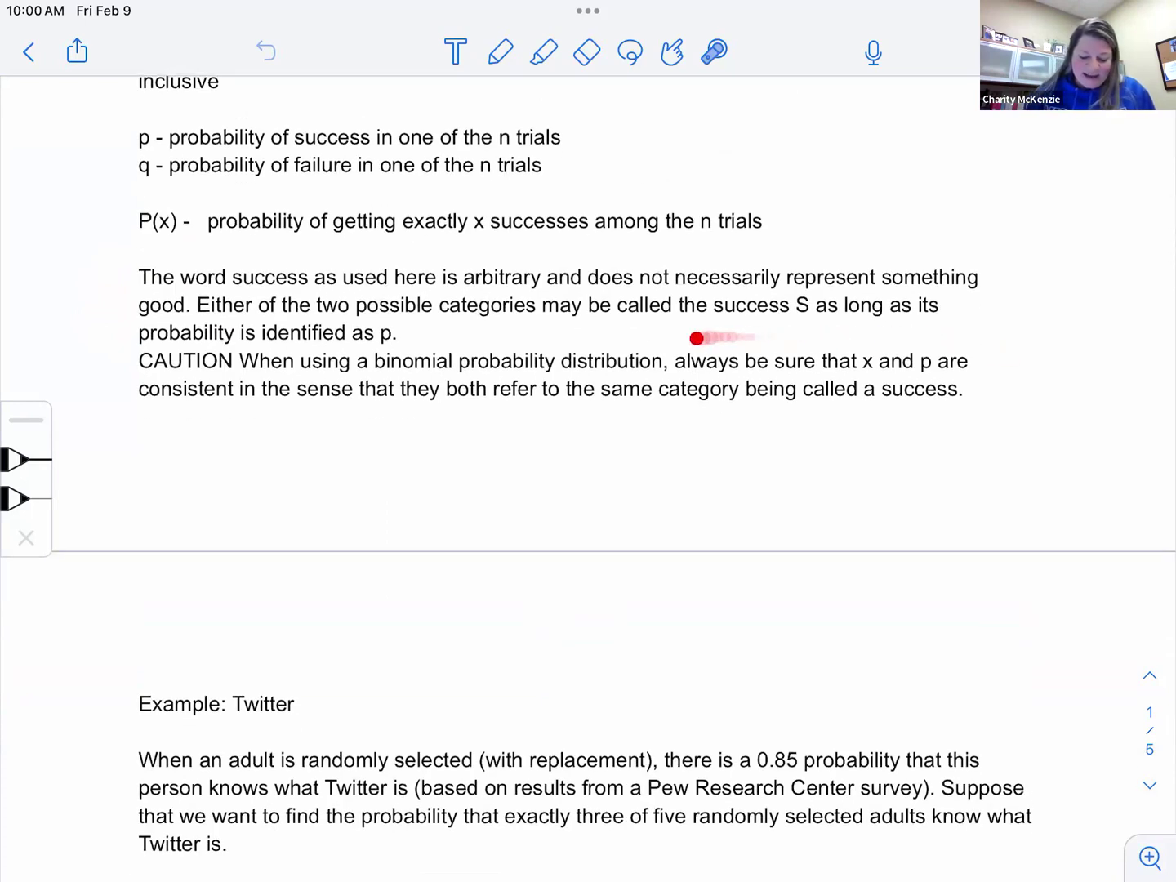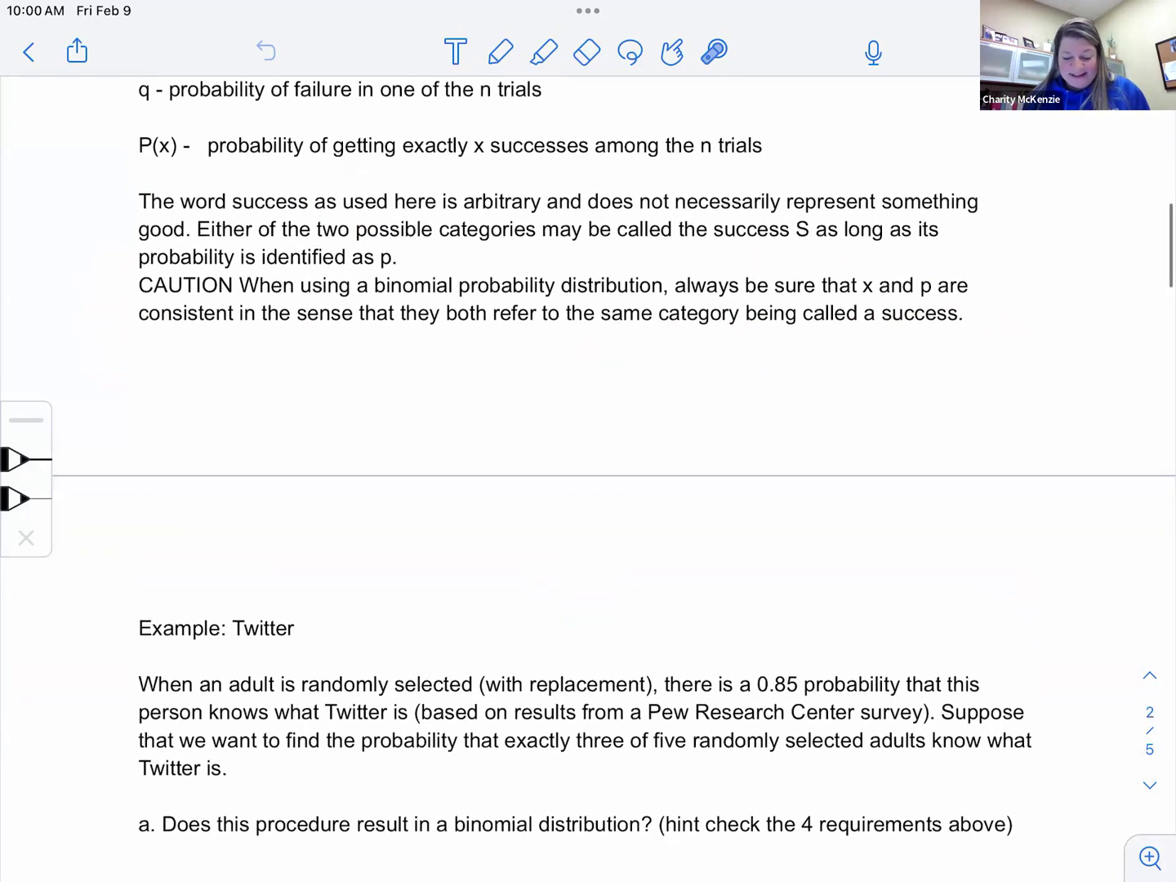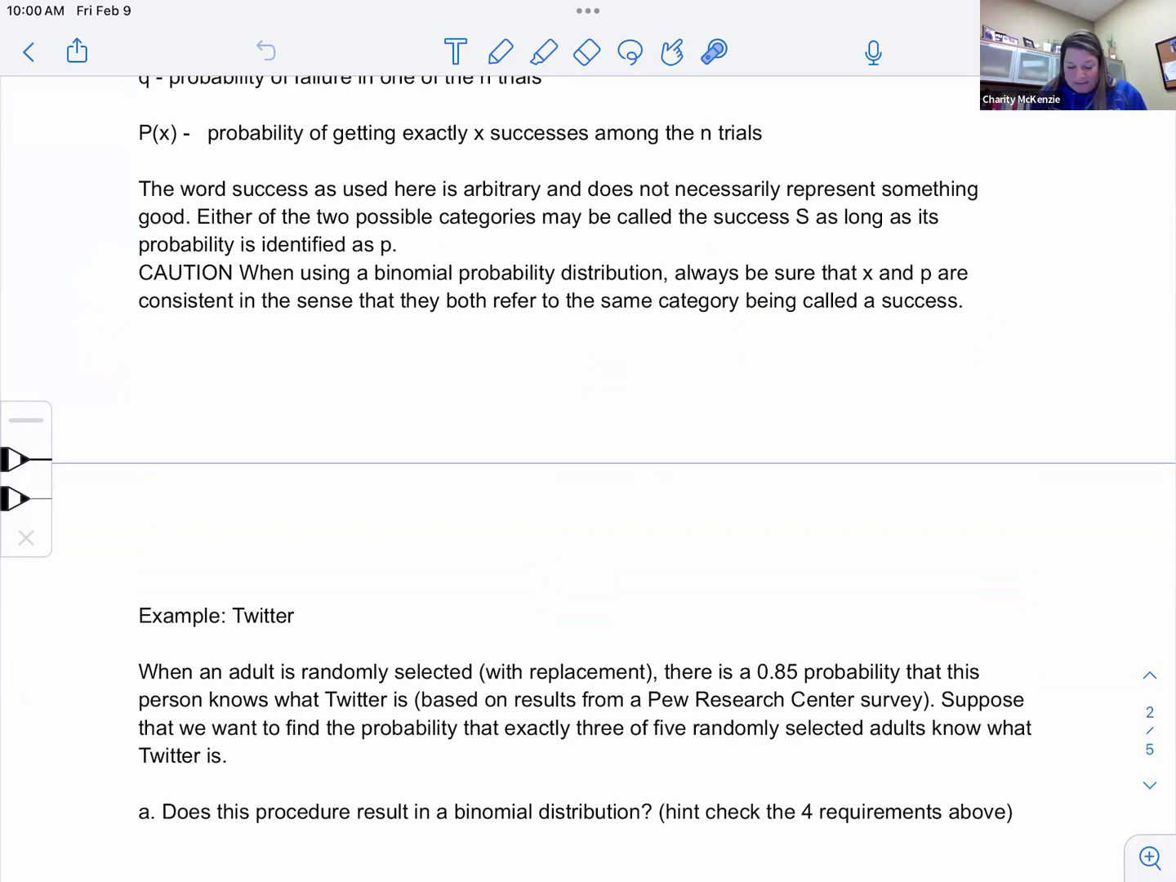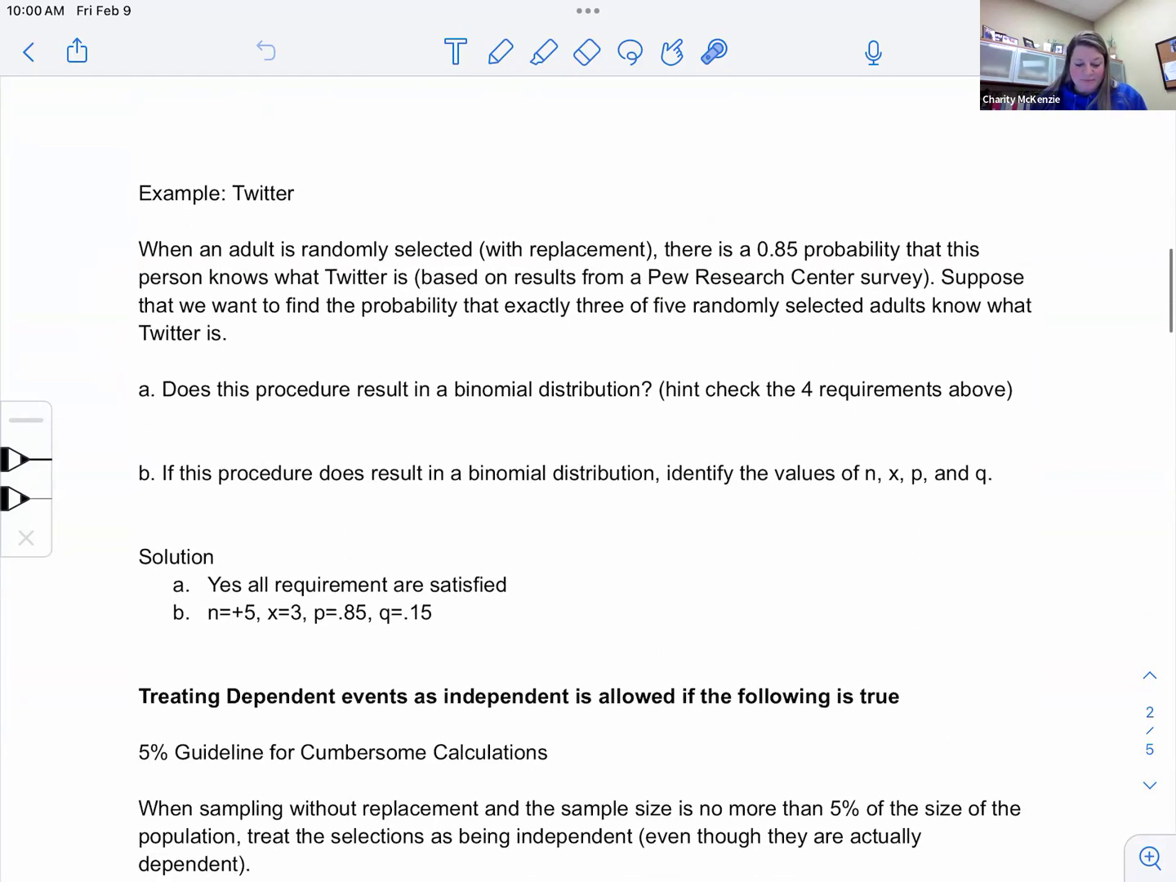Okay, and this says to be careful, read through that. We call them our successes, but that doesn't necessarily mean what it is. So let's look at an example with Twitter. When an adult is randomly selected with replacement, and that's important, there is an 85% probability this person knows what Twitter is, based on whatever survey. Suppose that we want to find the probability of exactly 3 of 5 randomly selected adults knowing what Twitter is. So is this a binomial distribution?